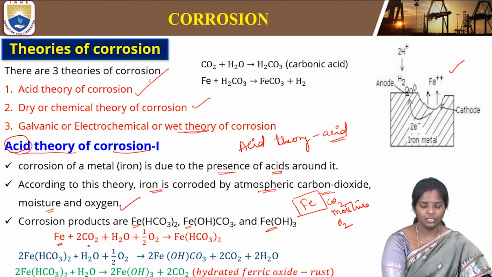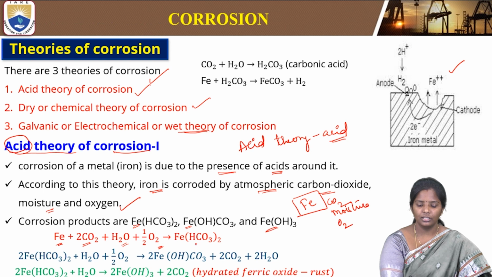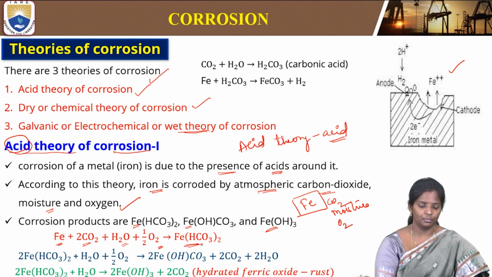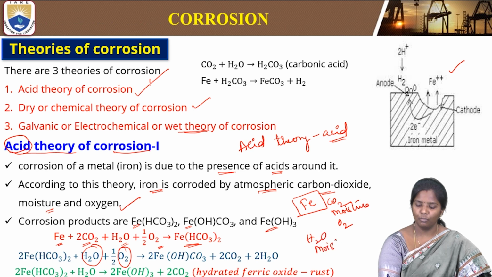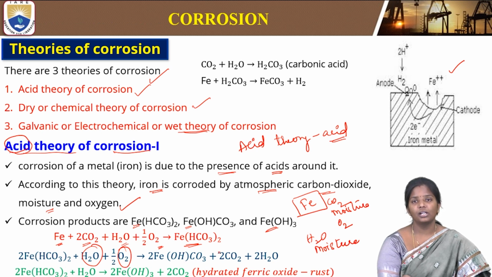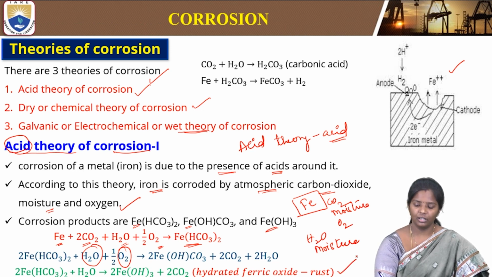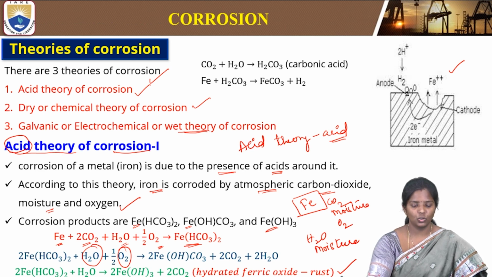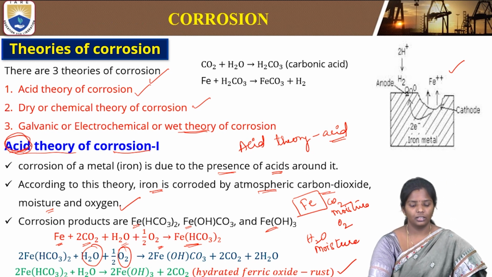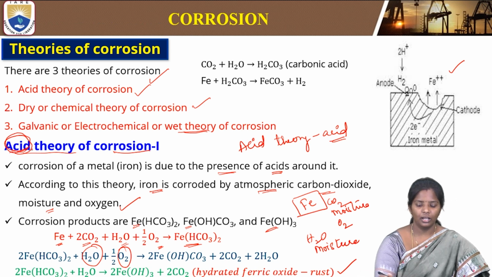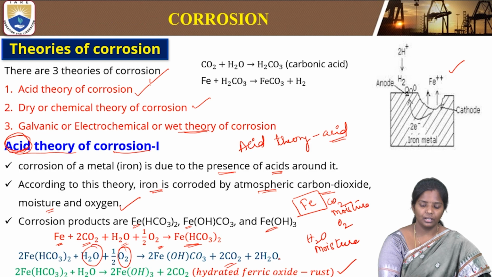When iron reacts with carbon dioxide, water and oxygen, this forms bicarbonate. Then, continuing to react with water, which is nothing but moisture, and oxygen, it forms hydroxycarbonate and then ultimately hydrated ferric oxide, which is nothing but rust. So in this theory, it is giving an environment containing acid, an acidic nature due to carbon dioxide and moisture.